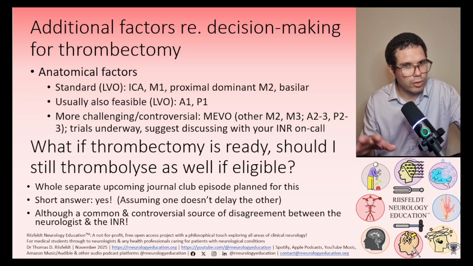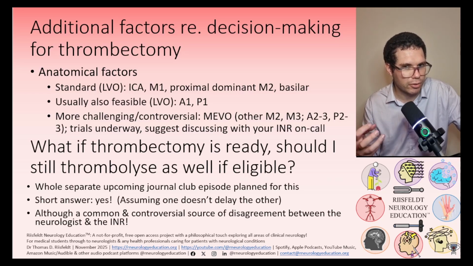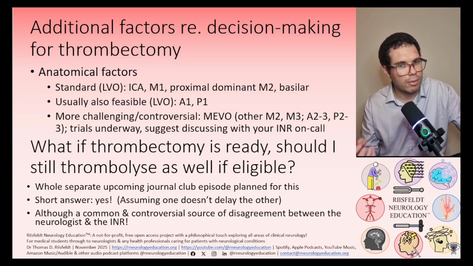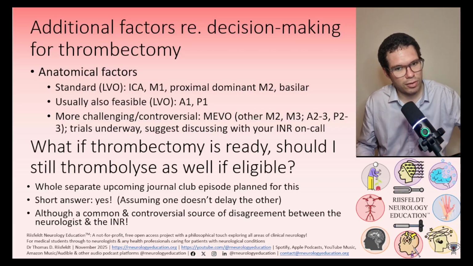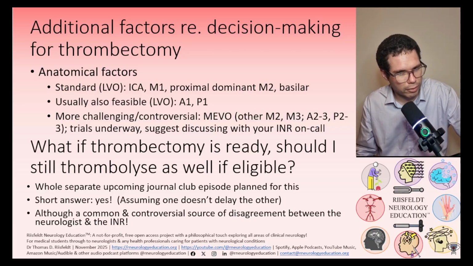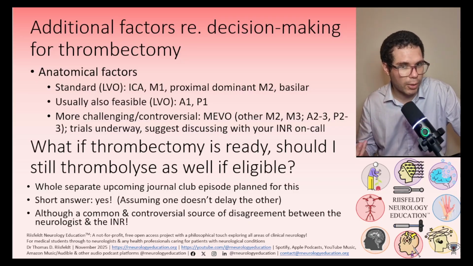The more challenging or the more controversial and ongoing active study sites are the MEVOs. So as opposed to an LVO, we're talking about a MEVO, a medium vessel occlusion. So that's all other M2s, so distal M2s or non-dominant M2s, M3s, A2s and A3s, and P2s and P3s. So these all have clinical trials that are underway, and I would basically just suggest discussing this with your INR on call every time. You're going to need to discuss any thrombectomy case with the INR on call anyway.